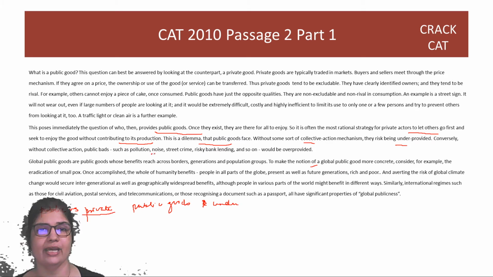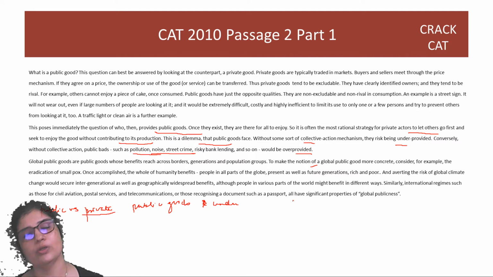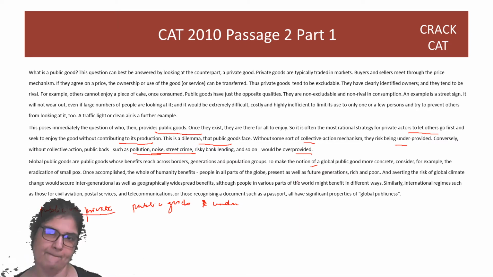So street crime, noise, pollution will keep increasing if nobody's checking it. So it's talking about the problem, about the provision of public goods and public bads. That is your second paragraph. Global public goods are public goods whose benefit reach. So you just introduced public goods and the problem. And the third one talks about what a global public good is.